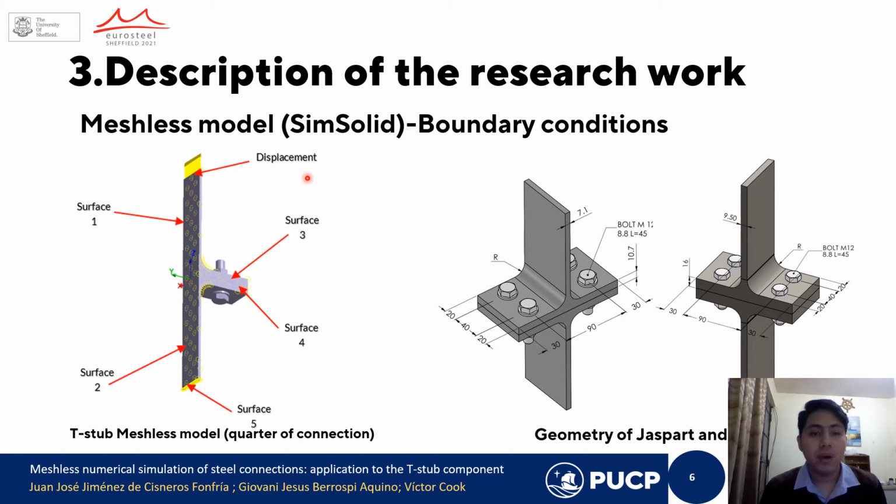This displacement was assigned as, for instance, a displacement of 1 millimeter, and the software solves the system and gives us the stresses, strain, and forces. Well, as it was mentioned before, this model was based on the Berrospi and Jasper work. You can see here again the geometry properties of the Jasper and Berrospi work.